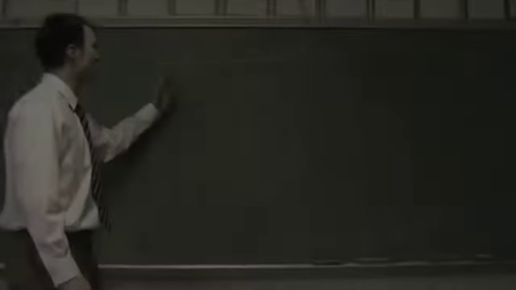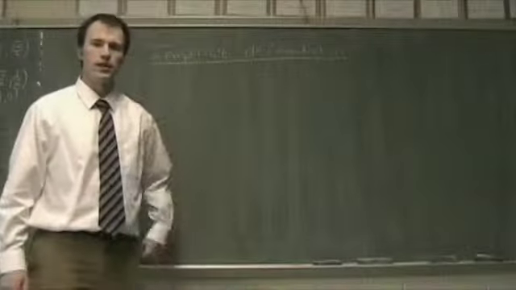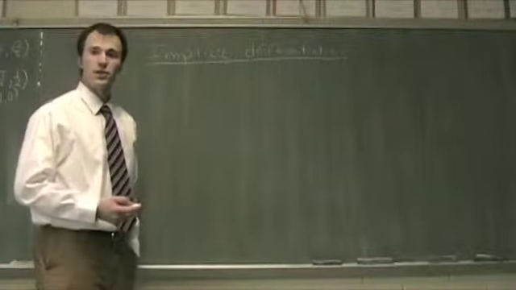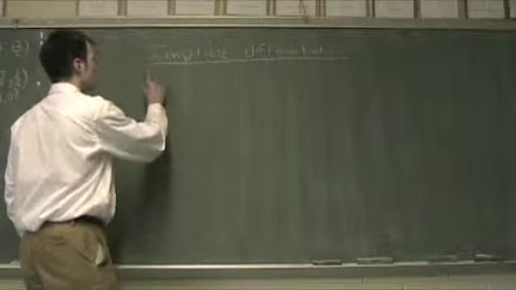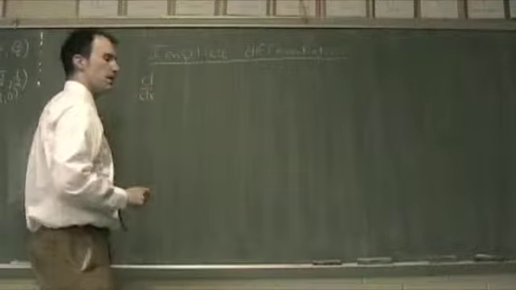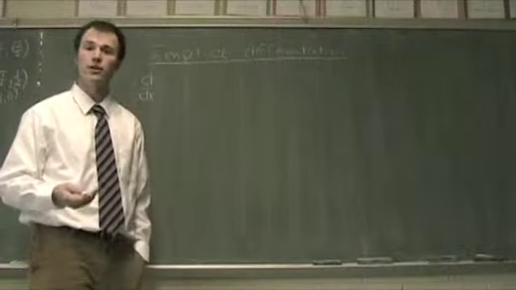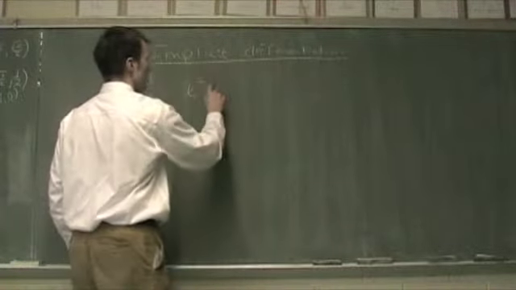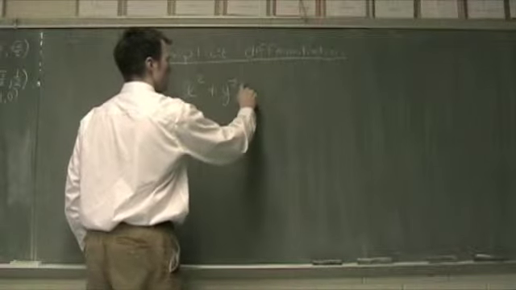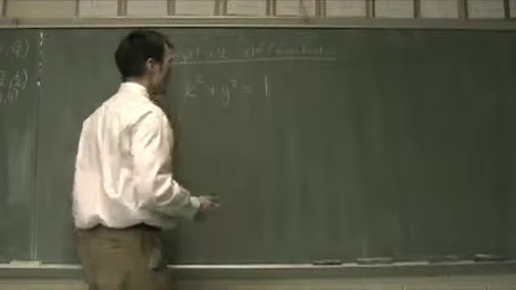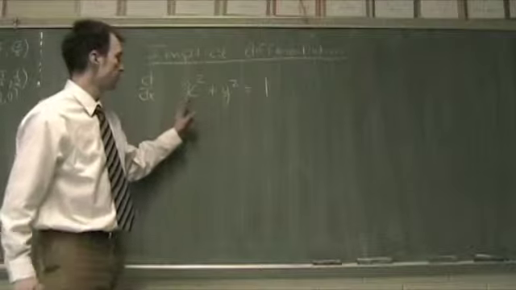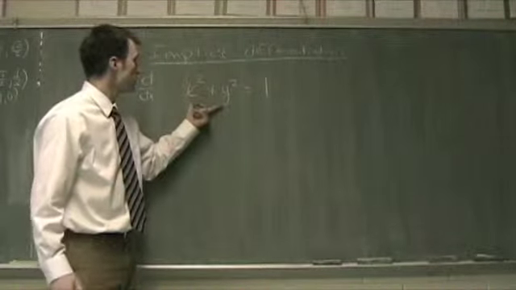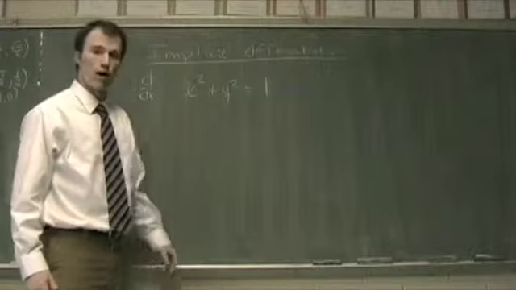In this video, we're going to be looking at implicit differentiation. Implicit differentiation really deals with the situation of finding the derivative with respect to a variable of an equation. This equation might be something along the lines of x squared plus y squared is equal to 1. If you recognize this, x squared plus y squared equals 1, that's a circle with a radius of 1.